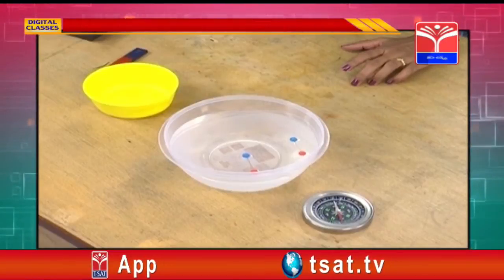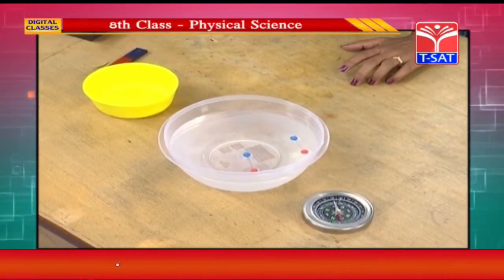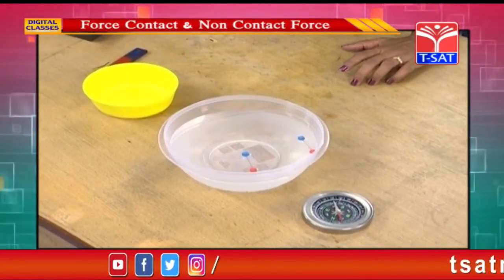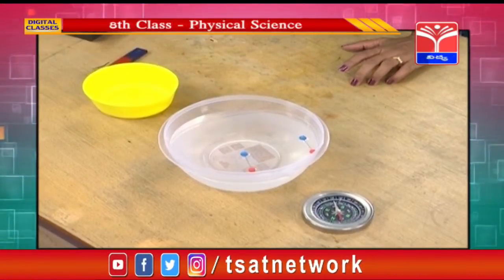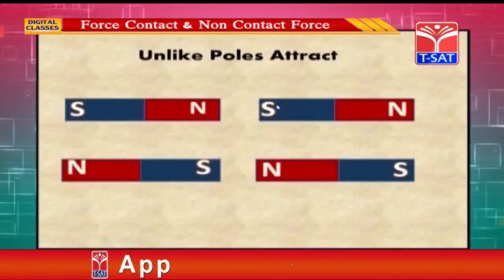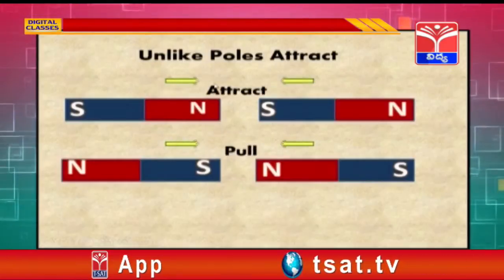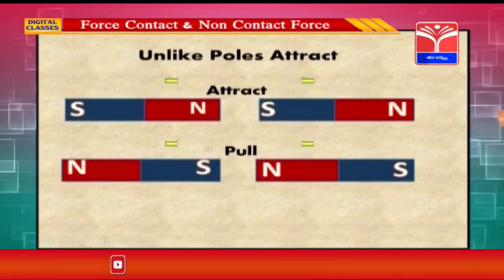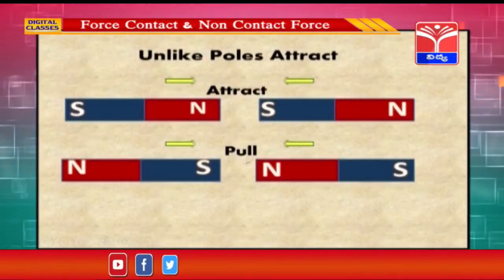Like poles repel. See here, children, north and north pole are both repelling each other, and south and south. So repel means pushing away. If you take unlike poles, that is north pole and south pole, they attract each other. Here south and north pole pull each other. What is meant by attract? That is pulling together.